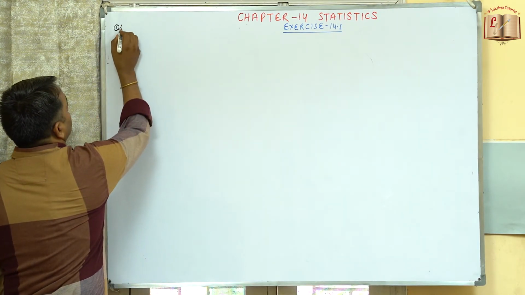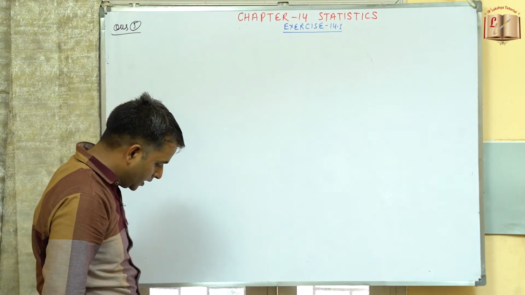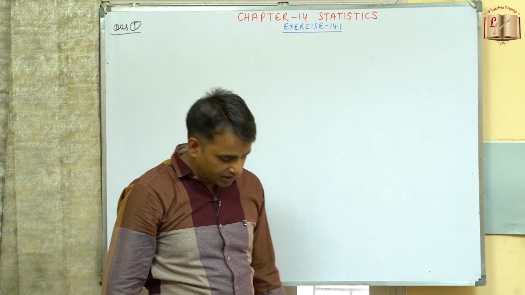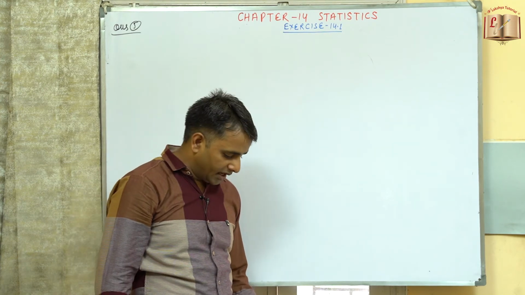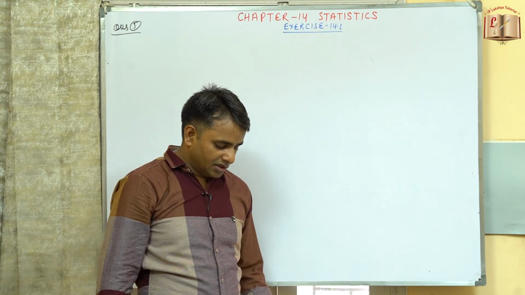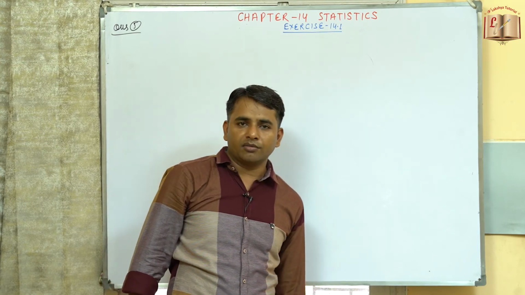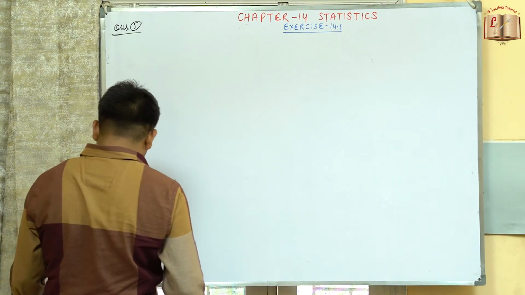So now coming to question number 5. In a retail market, the fruit vendors were selling the mangoes kept in the packing boxes. These boxes contained a varying number of mangoes. The following was the distribution of the mangoes according to the number of boxes. So the number of boxes and the number of mangoes is given to us.